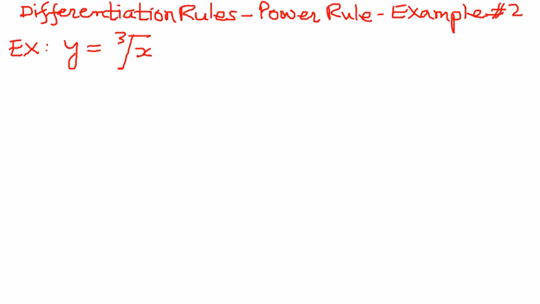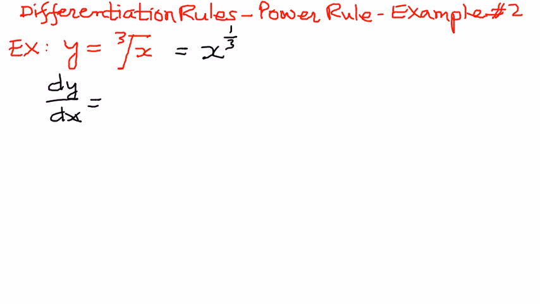So therefore, dy by dx can be written out as, before we do that, I'm going to convert this radical function into an exponential function. It makes it a lot easier for us to simplify it then. We can write cube root of x as x to the power of 1 over 3, like that. So therefore, now we can apply the power rule.